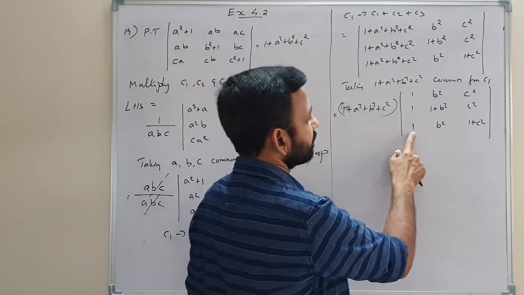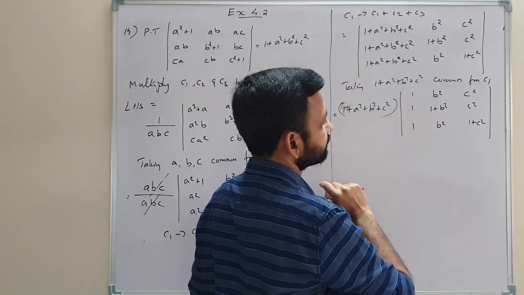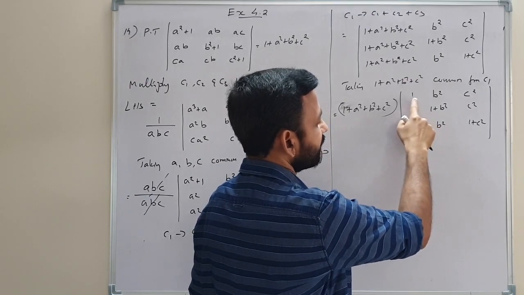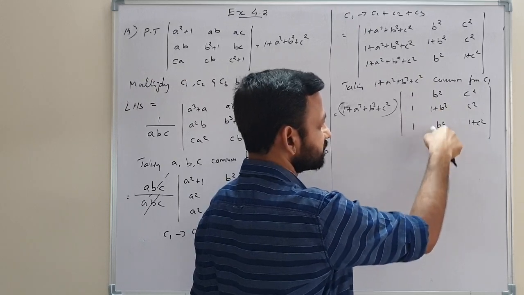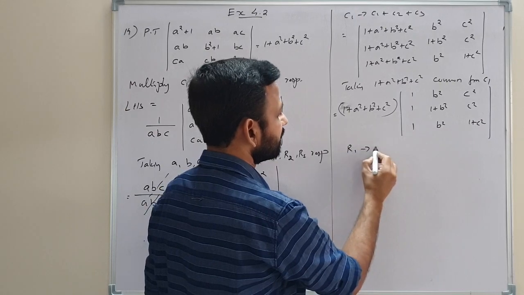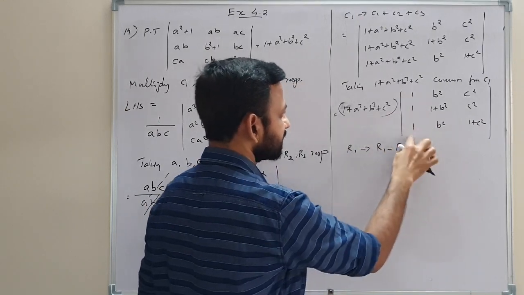So if you do this operation, 1 minus 1, 0, b square minus b square, 0, then we will get 2 zeros here. If you want to get 2 zeros here, we can do this operation: R1 gives R1 minus R3.